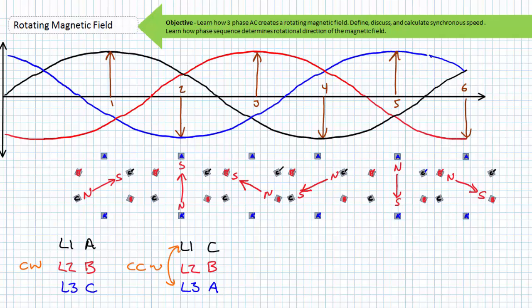oriented north to south from C to C prime at 1, A prime to A at 2, B to B prime at 3, C prime to C at 4, A to A prime at 5, B prime to B at 6, and then return to the C-C prime pair, having completed one full revolution for one cycle of the AC waveform, only this time having traveled counterclockwise.